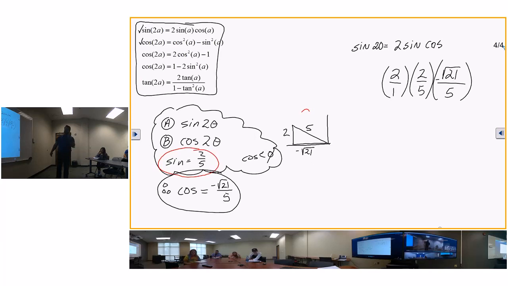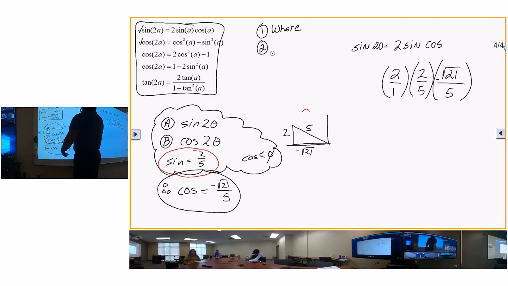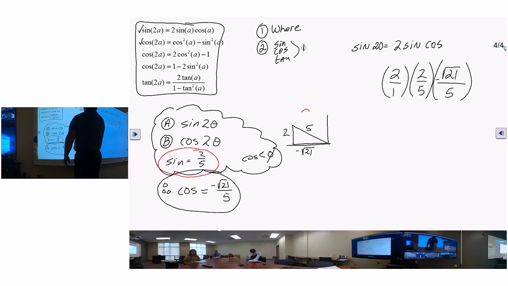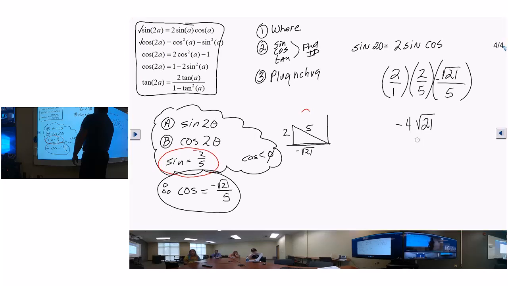And that's what this is like. 1, and again, 1, you find out where you are. 2, you find out which property to use, and when you do that, you basically find the sine, cosine, and tangent, or you basically find which identity to use, and then 3, plug and chug, and the chugging part is right here. So that's going to be 4 times square root of 21 over what? 25.